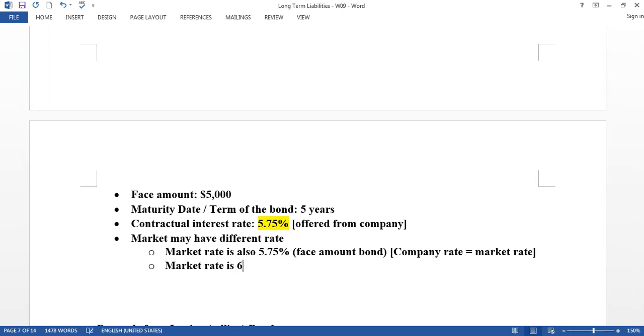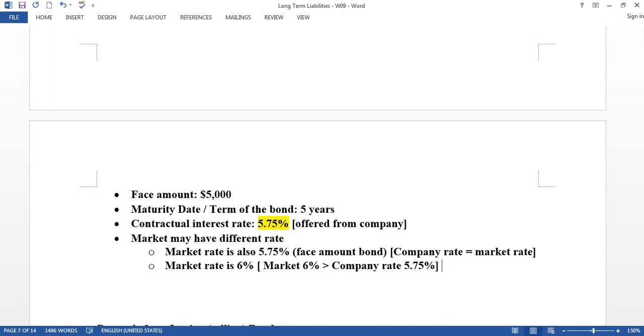Then the market may have another option. Market rate is 6%. It means that the market rate is greater than the company rate, right? We can say that the market rate is 6% and the company rate is 5.75%. So the market rate is higher. That means market demand is higher. You promised to give them 5.75% interest, but the market said no, I want 6% interest from you, right? Market demand is higher, the market wants more money from you in future.